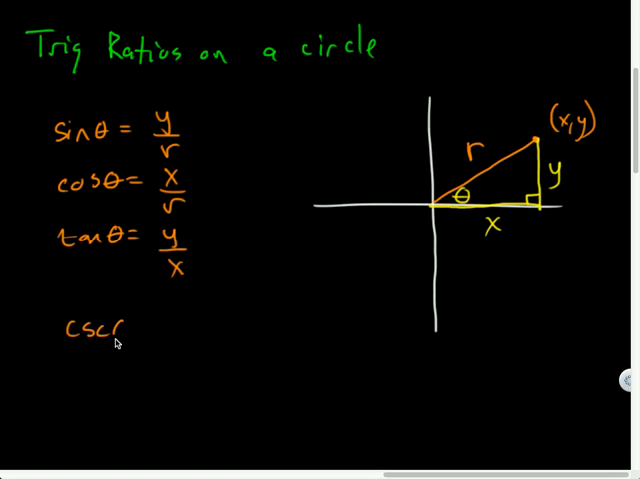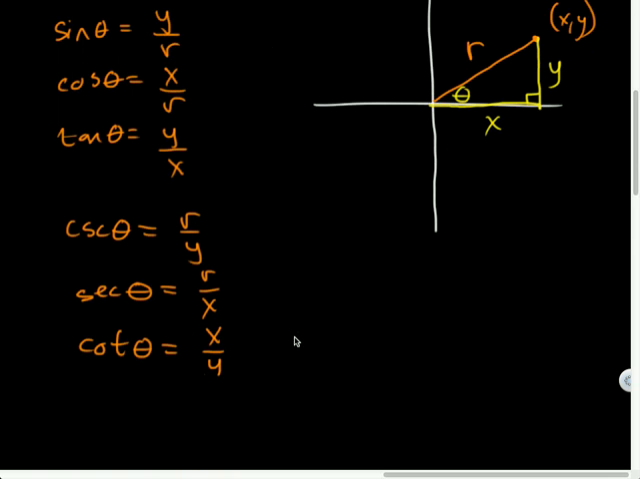Cosecant. Cosecant's the reciprocal of which function? Sine. So it's r over y. Secant is r over x. And cotangent is x over y.